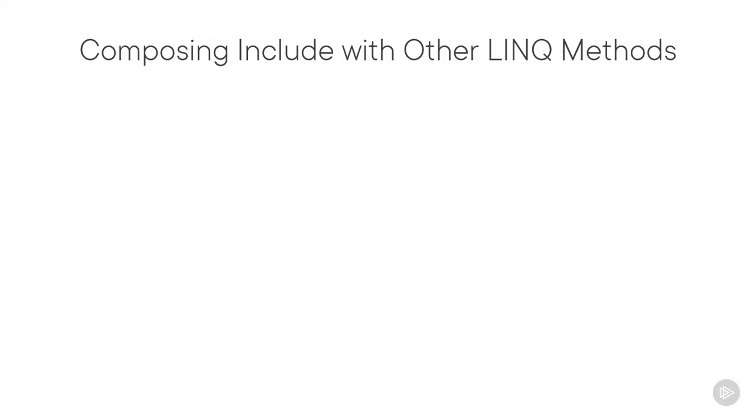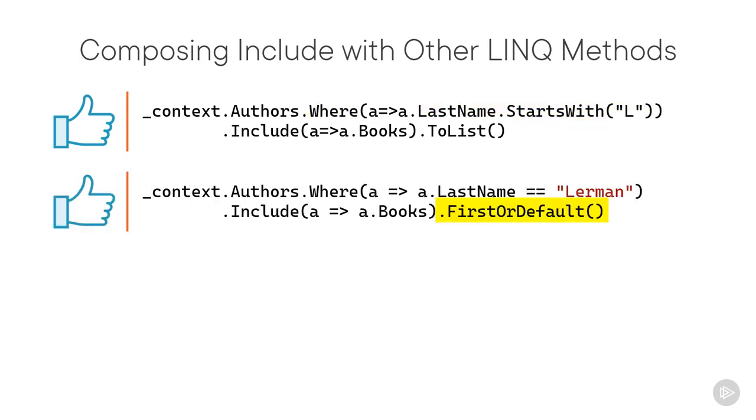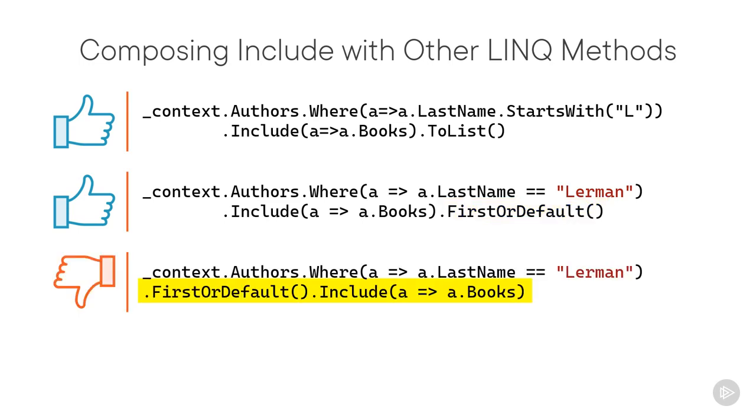With the authors, the core of the query, you can still do all the things you learned earlier about querying in combination with the Include. For example, you can filter on which authors you want and then bring along their books. Or after the Include, you can use other LINQ execution methods like FirstOrDefault. Just remember that Include is a method of DbSet, so you can't append it to an execution method.